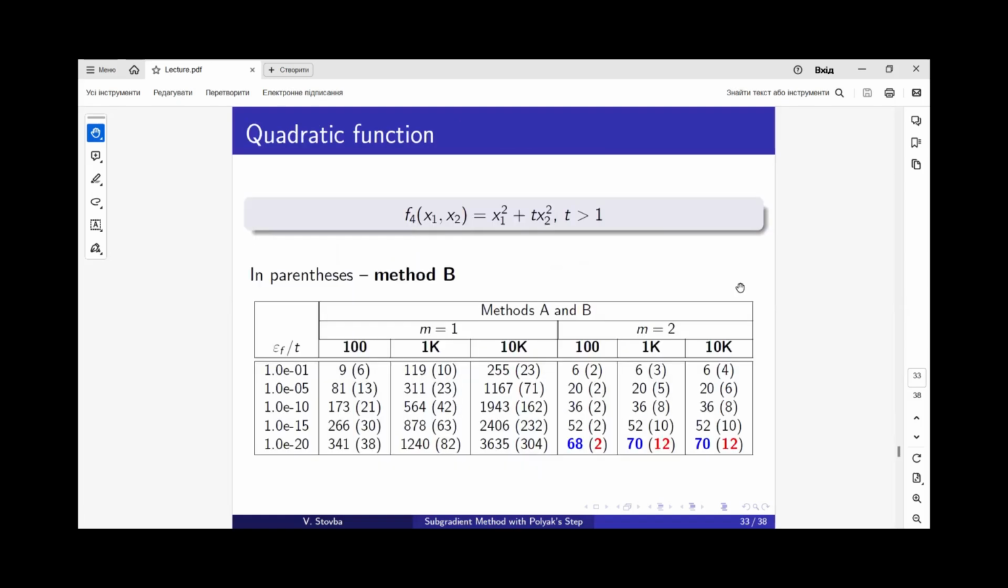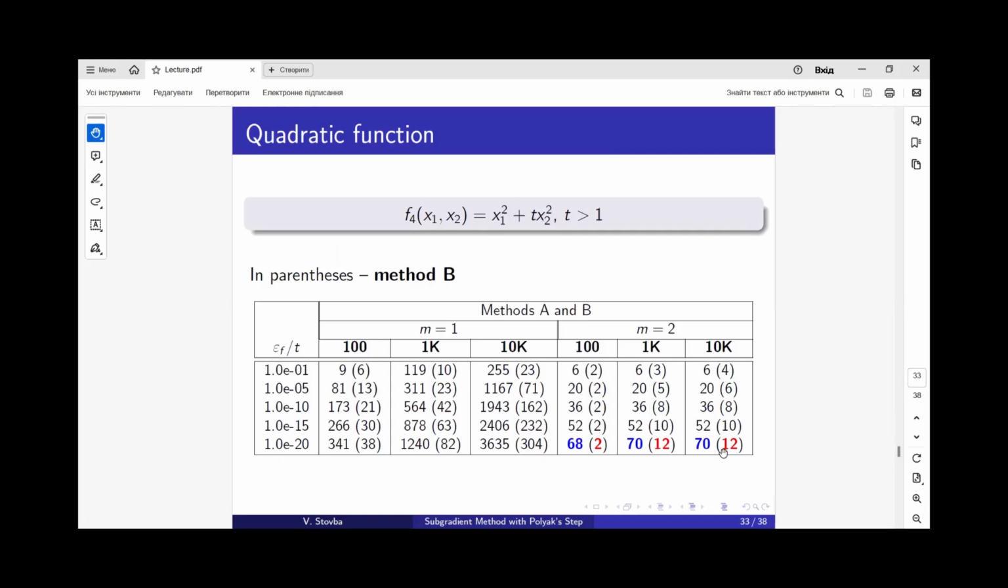The last table shows results for a quadratic function. Here we consider both methods A and B with both variants of the value m. The first part of the table is for m equals 1, the second part is for m equals 2. The second column is the worst number of iterations, the hardest situation, when we have m equals 1 and method A. The last column is actually the best, because we use method B and m equals 2.